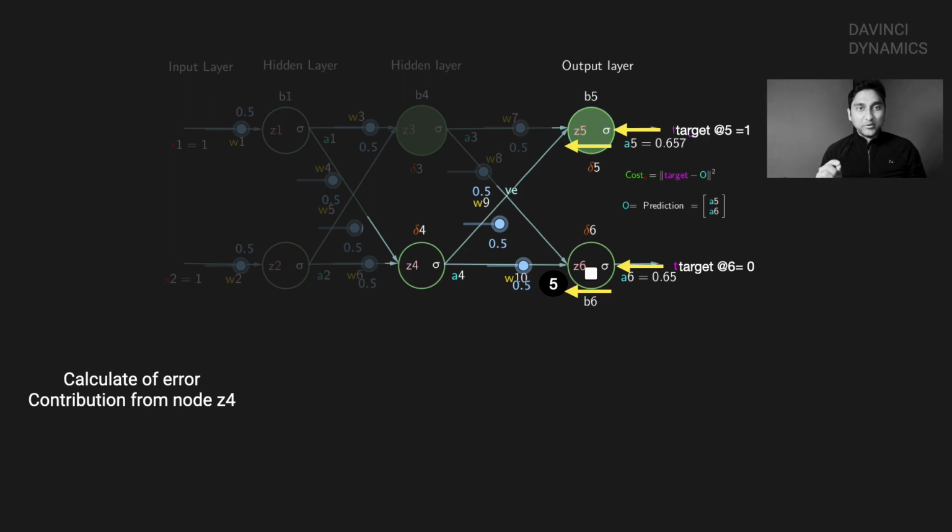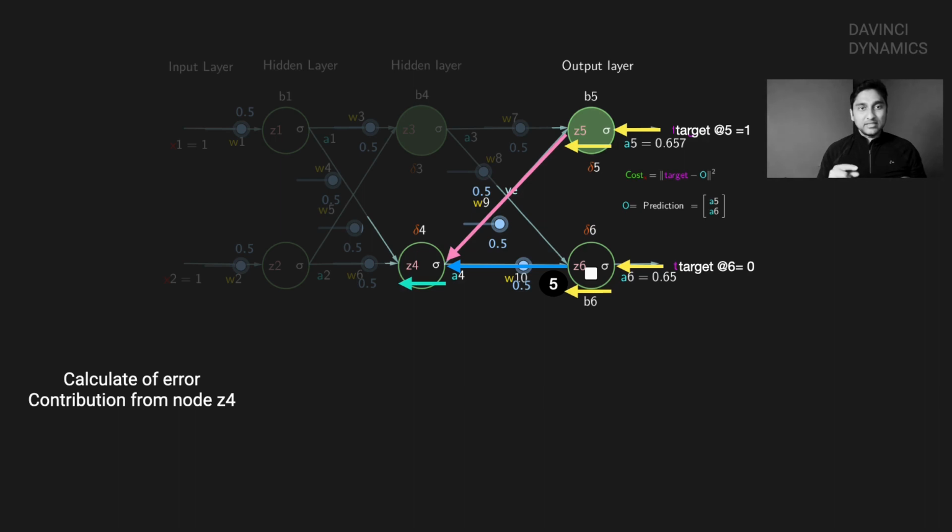Next, draw arrows from node Z5 to node Z4 and from node Z5 to node Z3. Do the same for node Z6. These arrows represent the weights connecting the nodes. Finally, inside node Z4, draw an arrow from A4 to Z4. This arrow represents the change in activation A4 with respect to the total weighted input Z4.